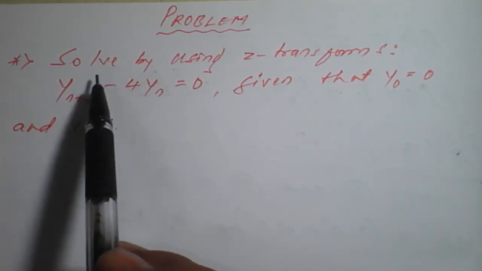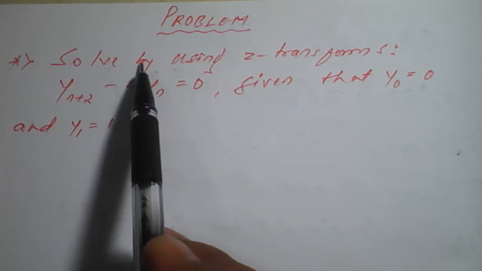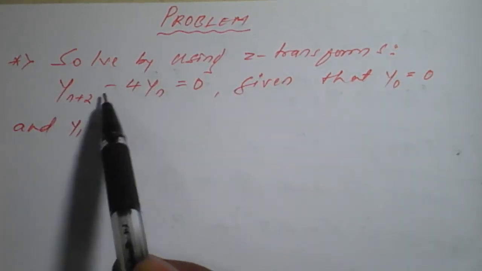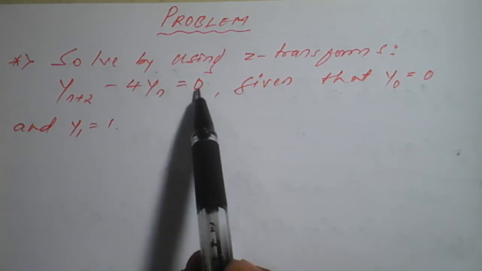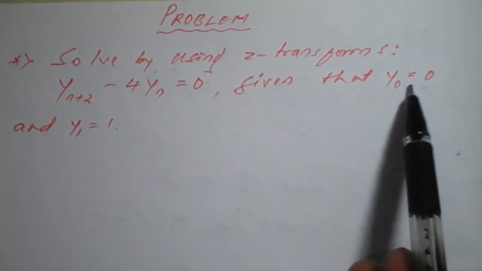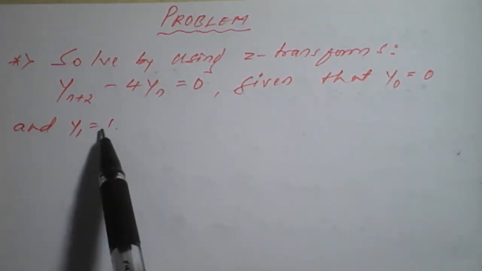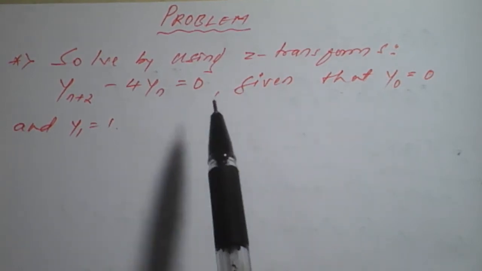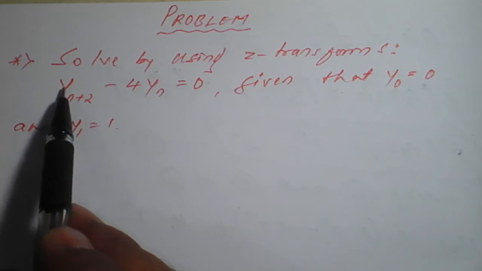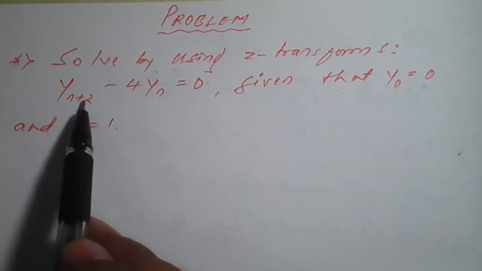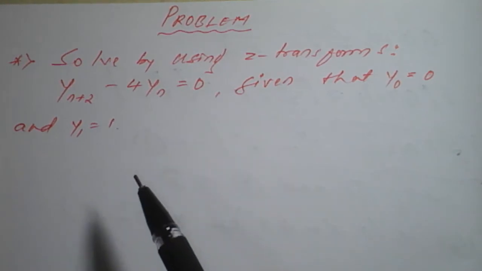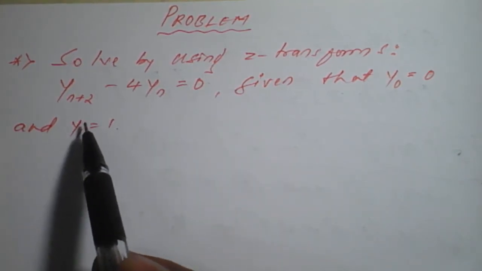Hello students, the problem is: solve by using z transforms y of n plus 2 minus 4 times y n is equal to 0, given that y0 is equal to 0 and y1 is equal to 1. So this is one of the important questions. Here, what change I can say is that instead of using u of n plus 2 and u n, they have taken the y symbol. So the remaining procedure is the same. Instead of proceeding in terms of u, we will proceed in terms of y here.